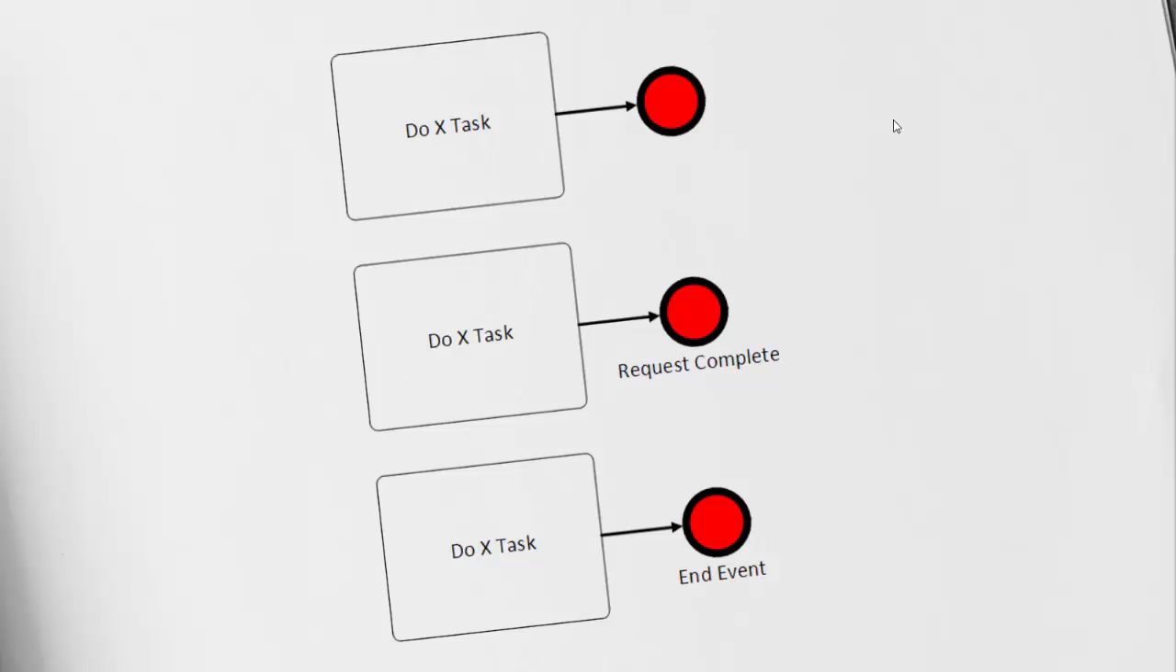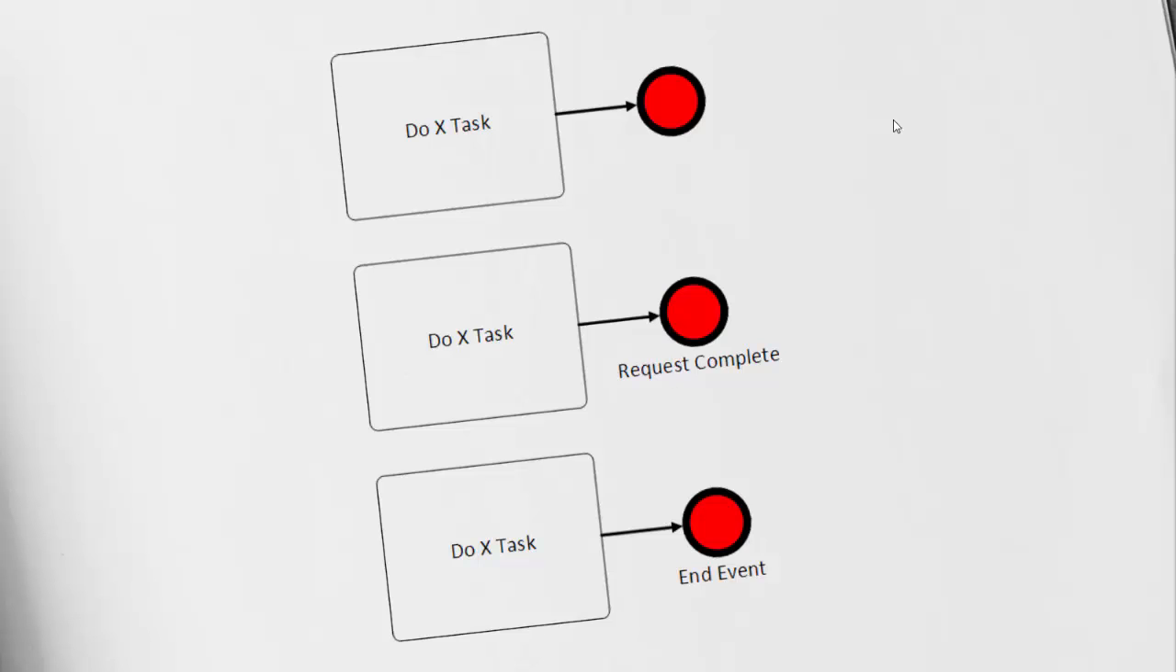We can see that in all three of our examples, DoX task is what leads to our end event. As this isn't relevant for today, what we're going to focus on are just those end event shapes. Starting at the top, we can see our end event does not have a label. This could mean that the end event is unknown, or it doesn't need to be labeled for our given audience.